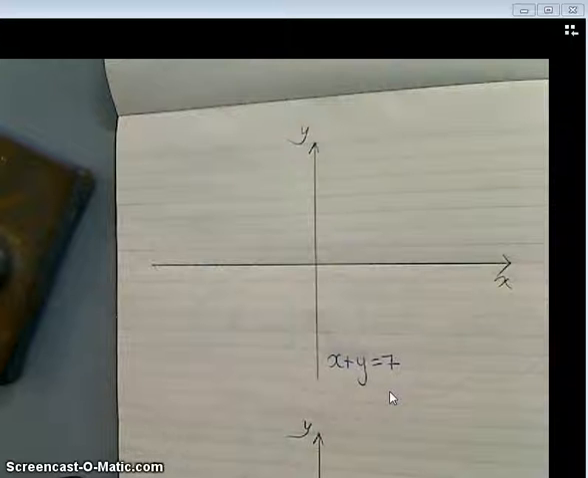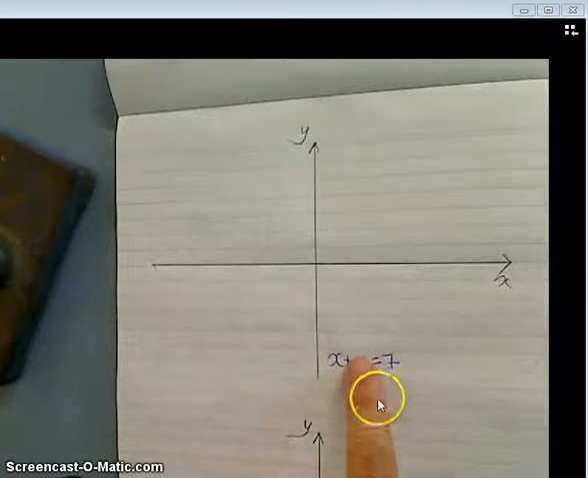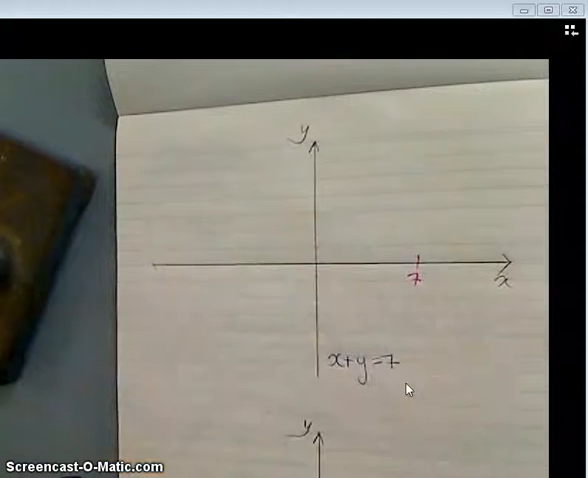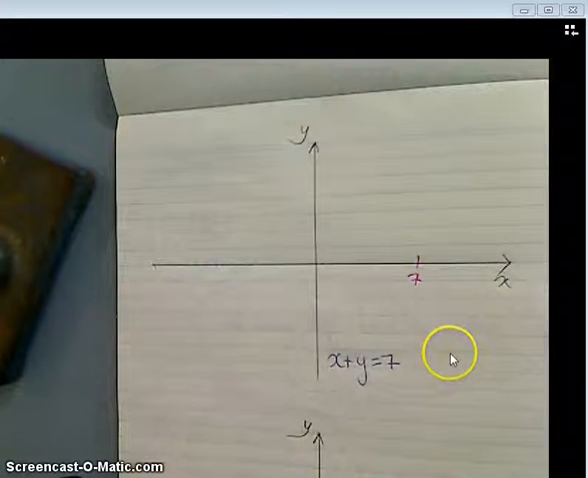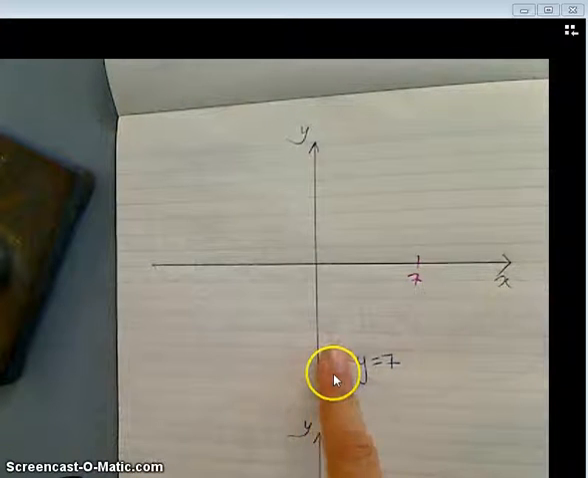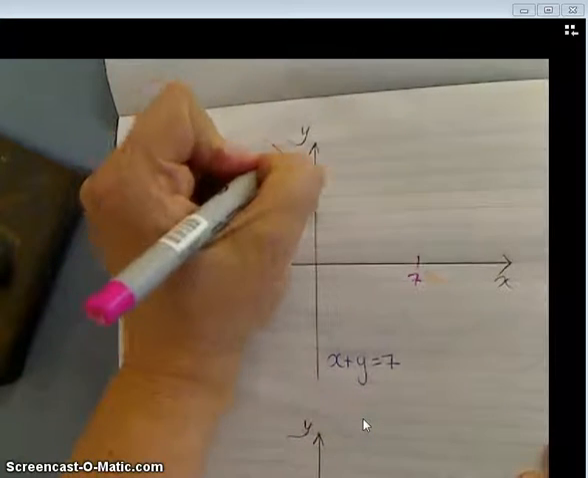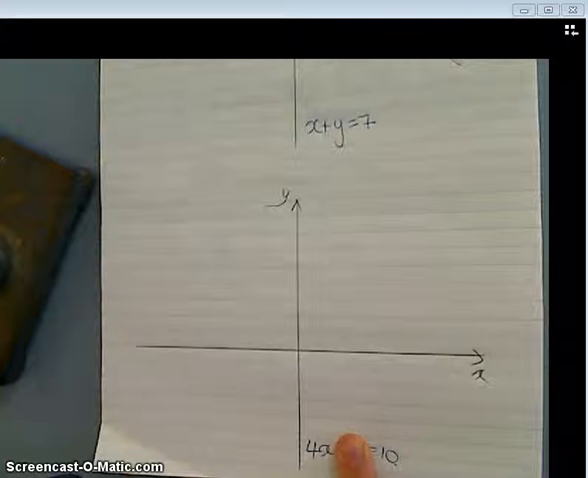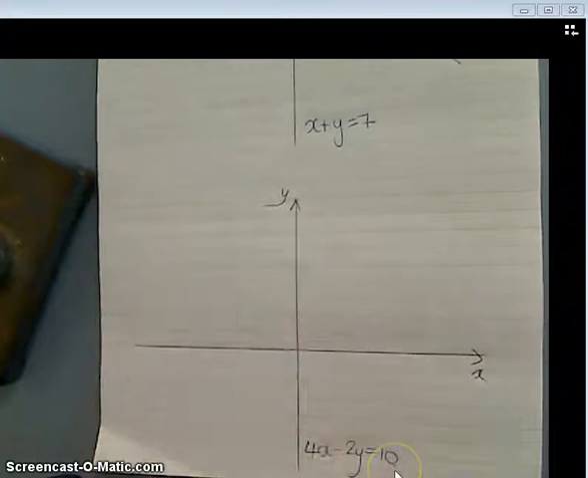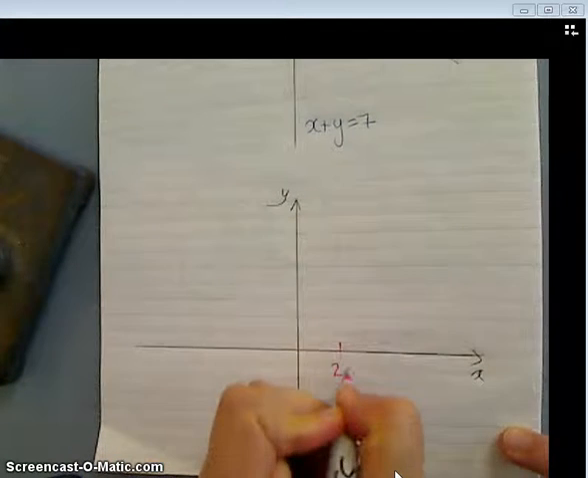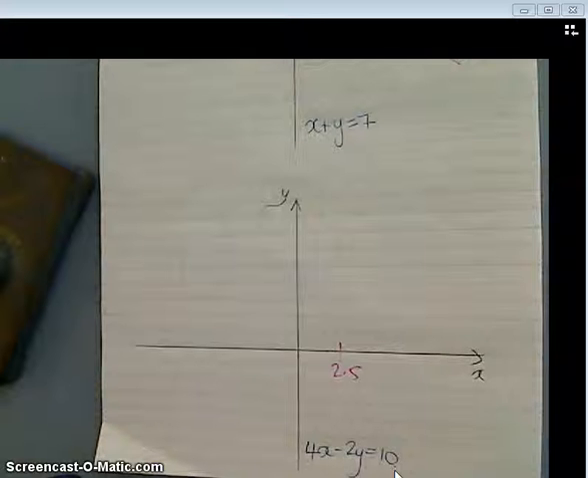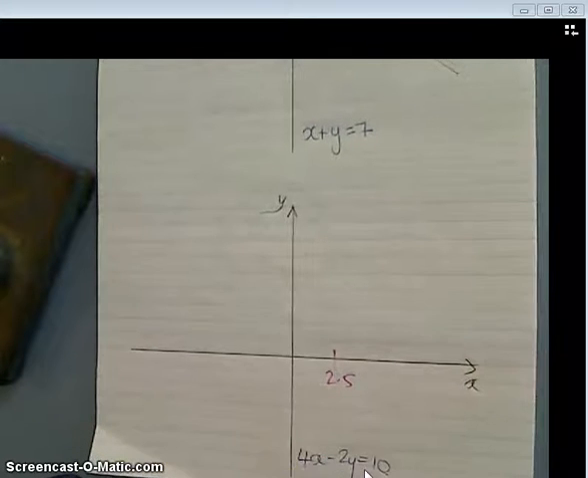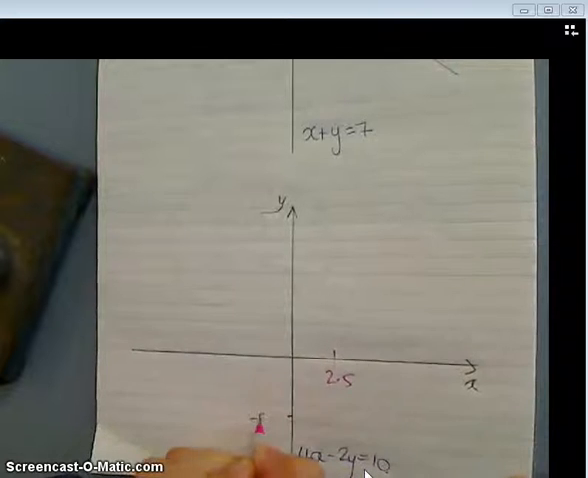X plus y is 7, so the x-intercept happens when y is 0, so we cover that up. We can see that x is 7. And then the y-intercept happens when x is 0, so we cover that up. We can see that y is 7, and we draw that in. Next one here, you can see here that x is 10 quarters, 2.5. And when x is 0, we get y is minus 5. Dot to dot.